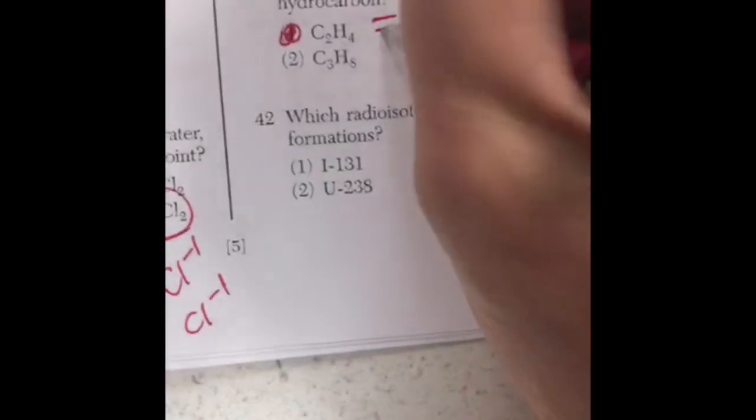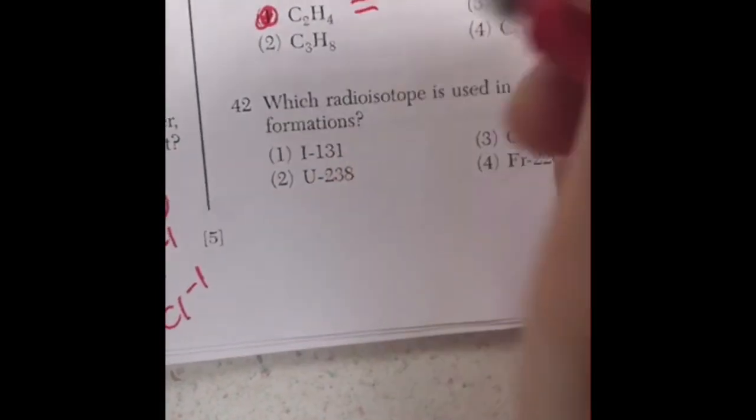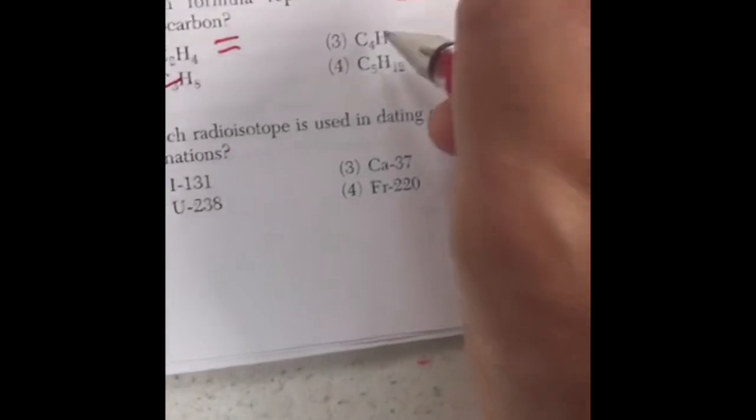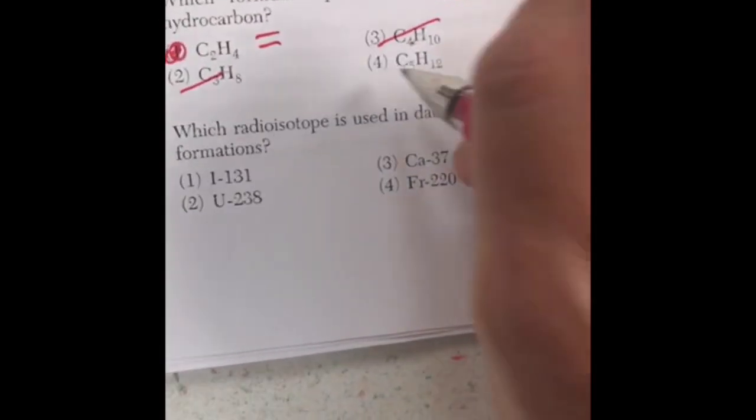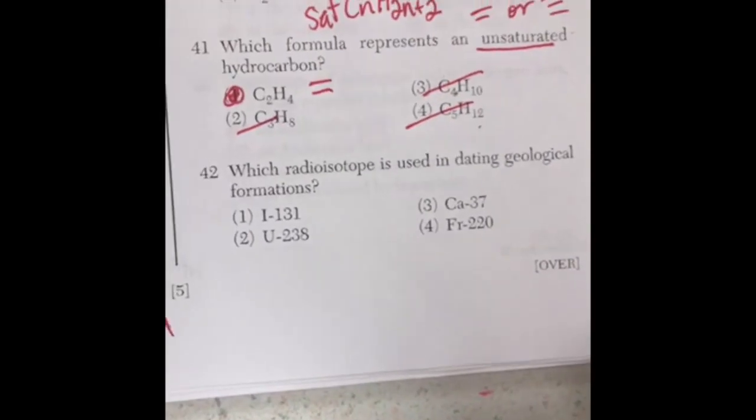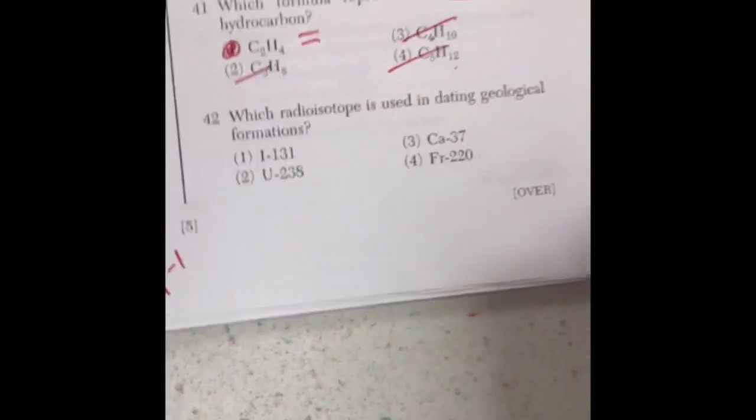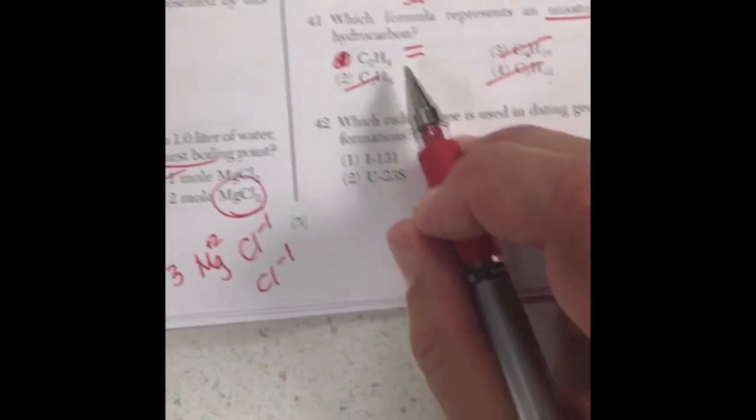C2H4. There we go, that's double it, which means it has a double bond. A 3 and an 8 is a 2N plus 2. A 4 and a 10 is a double it plus 2. And a 5 and a 12 is a double it plus 2. So I had to pick the one that was just double it or double it minus 2.